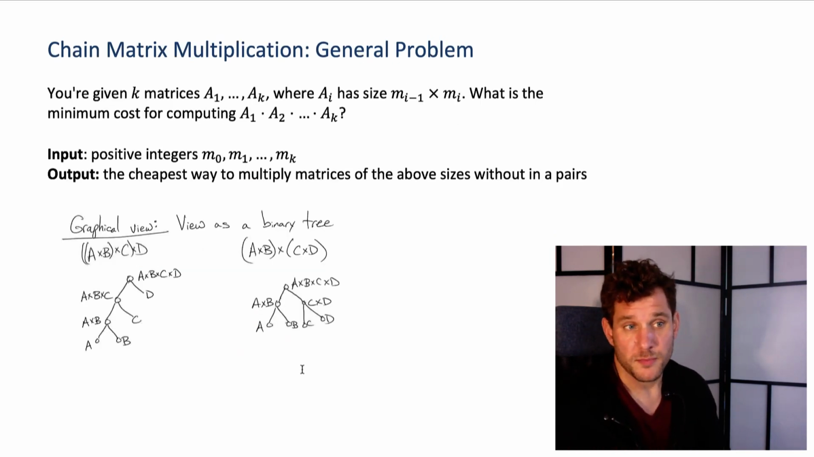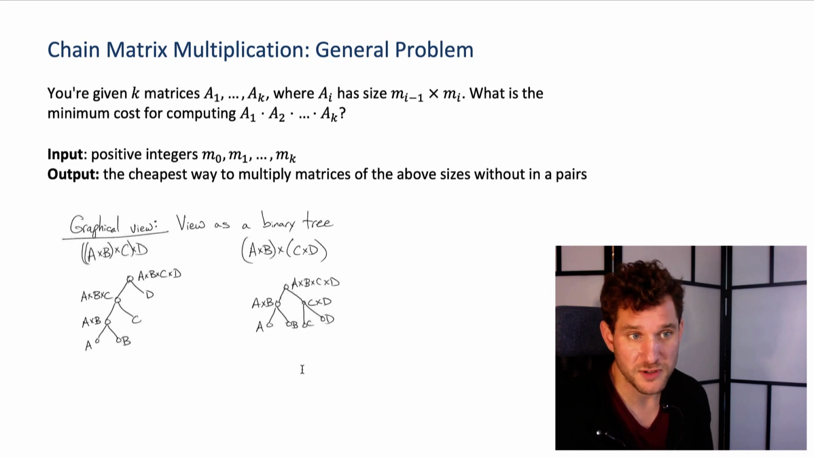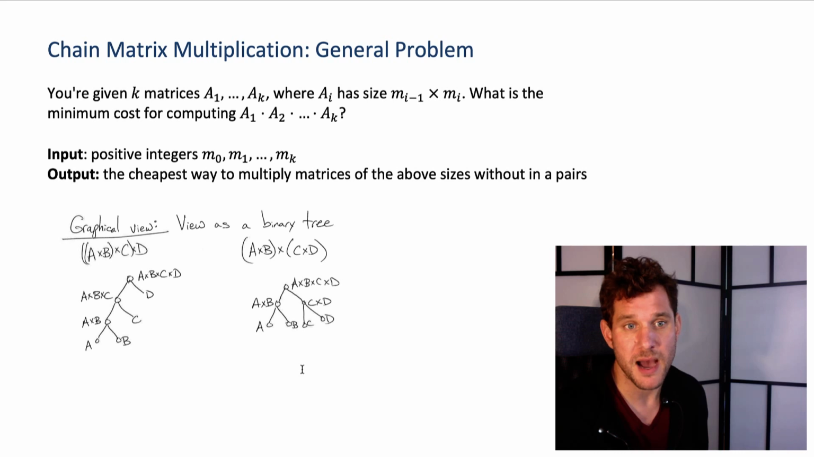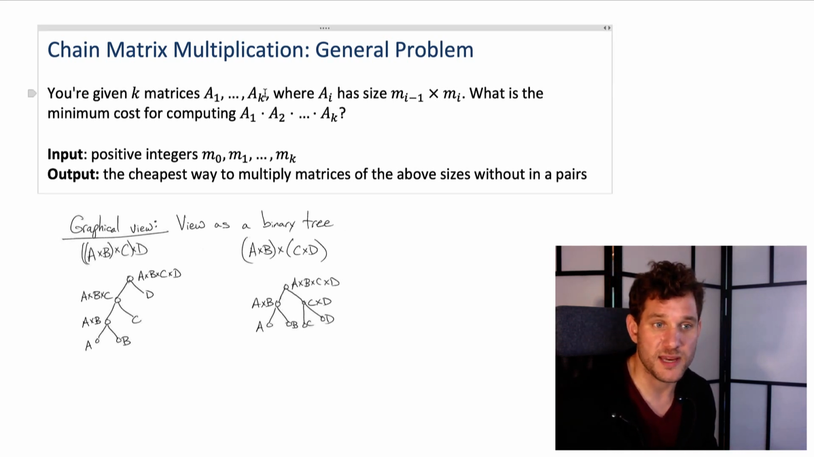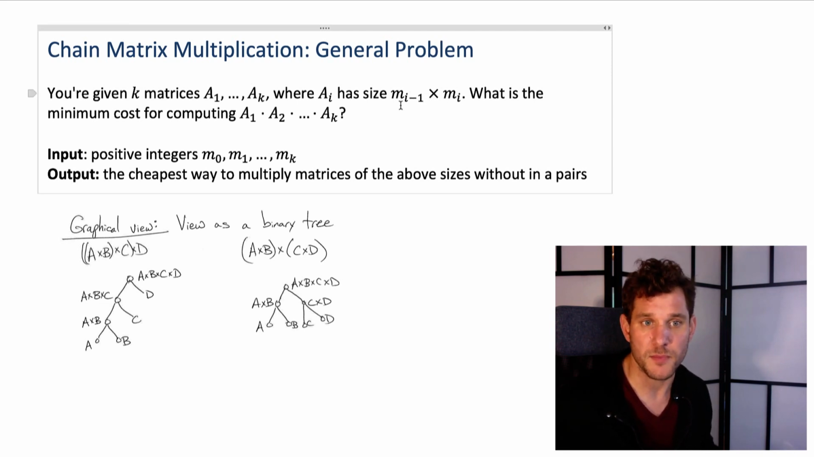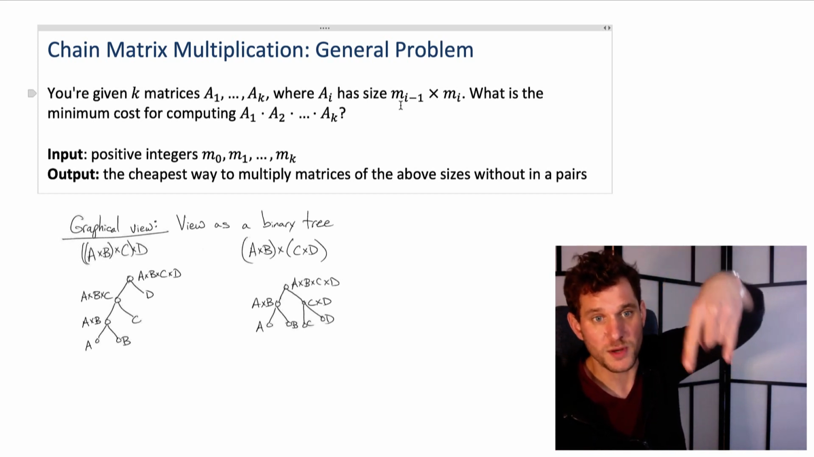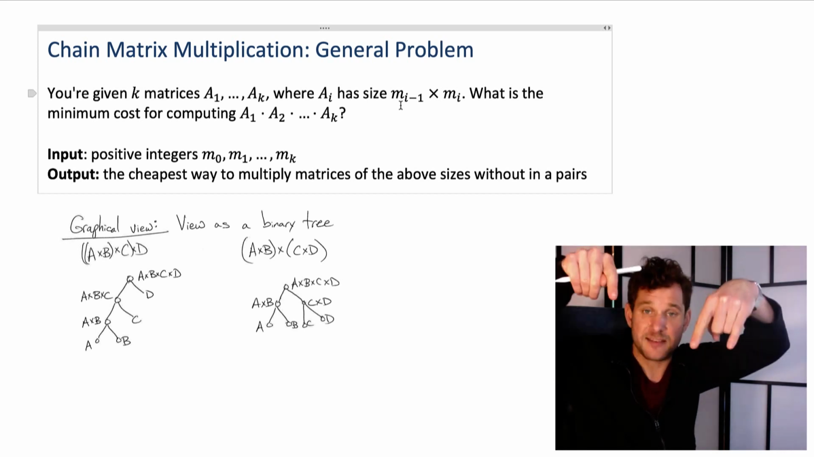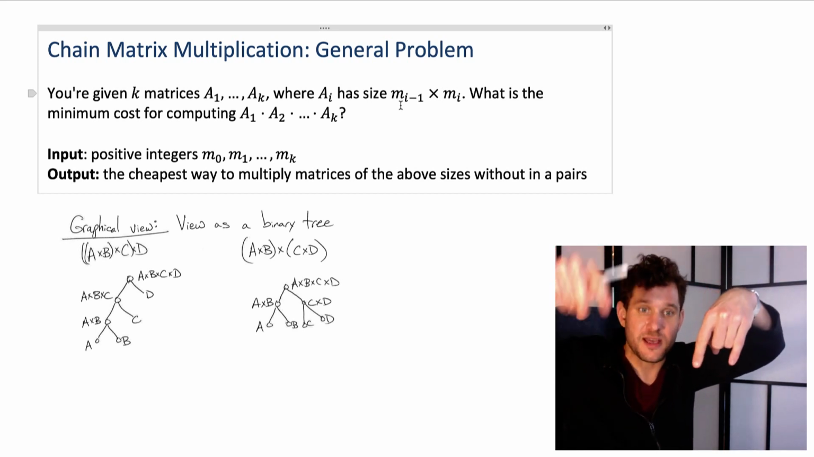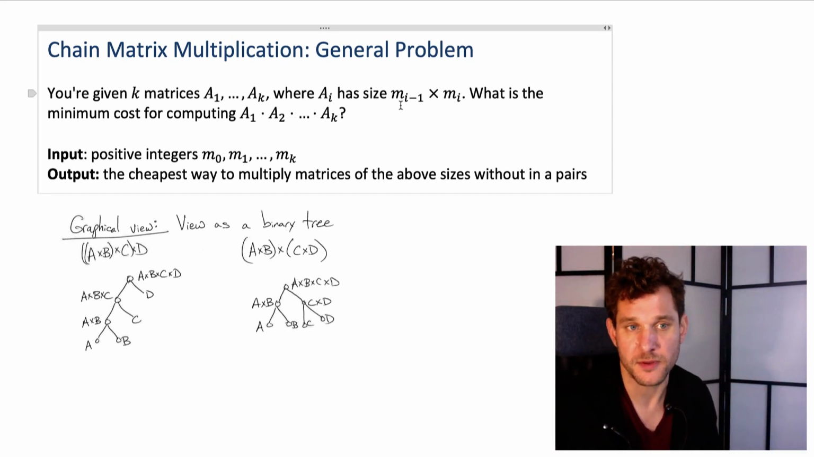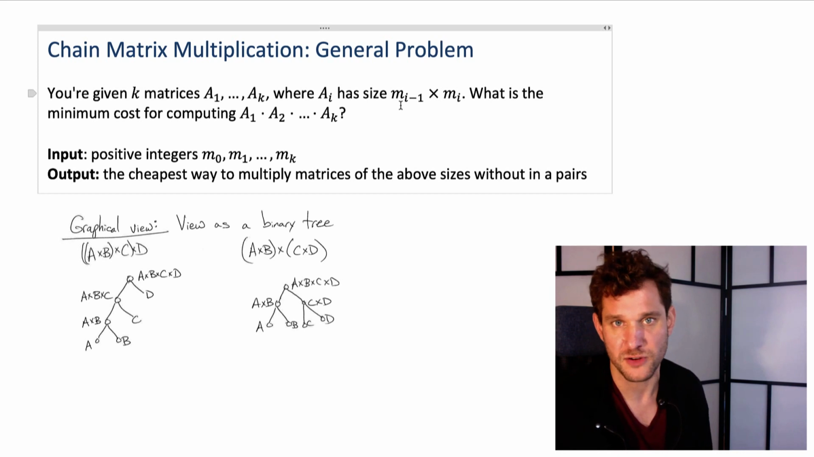All right, so the general problem goes as follows. You're given these k matrices, A_1 up to A_k, and let's say that the size of matrix A_i is m_{i-1} times m_i. To make sure that we can actually do this multiplication, we have to be sure that the dimensions match up appropriately. That's why we're assuming that matrix A_i has dimension m_{i-1} times m_i, so that matrix A_{i+1} has dimensions m_i times m_{i+1}. That ensures that the dimensions are matched up so we can actually do this multiplication appropriately.